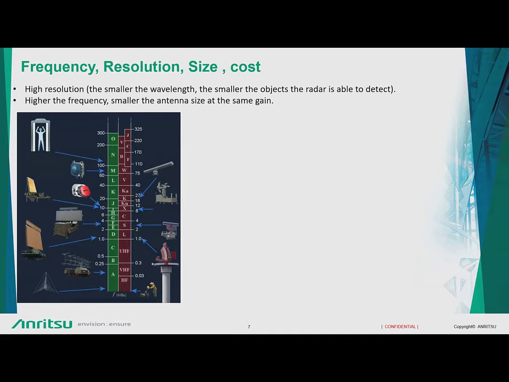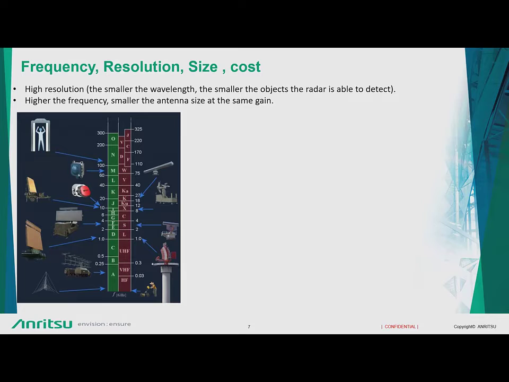If I want to compare the major parameters that I should keep in mind when I'm trying to design a radar: if I want really high resolution and my application is very short range, then the smaller the wavelength, the smaller the object the radar is able to detect. So the resolution is very high, and that's why high frequency radar systems are basically used for imaging kind of applications or close communication.